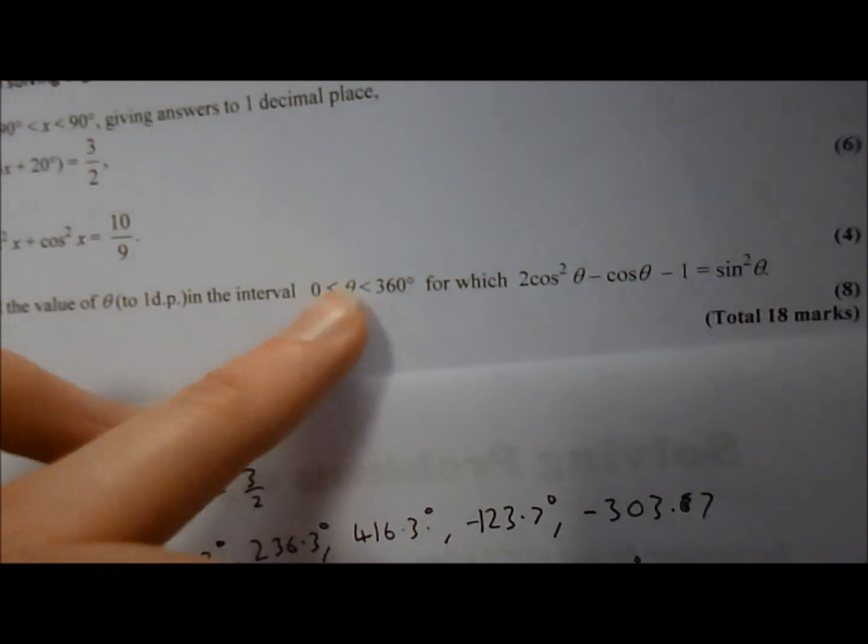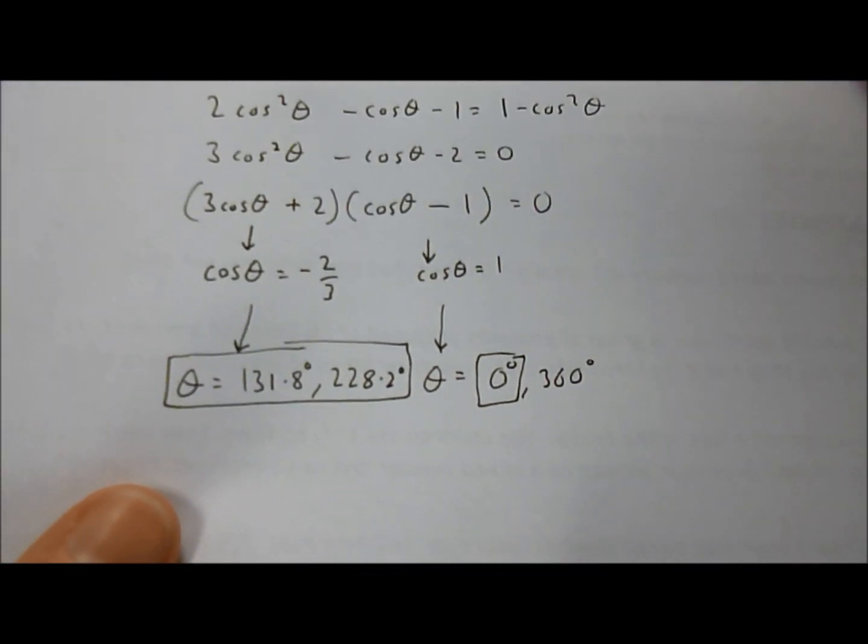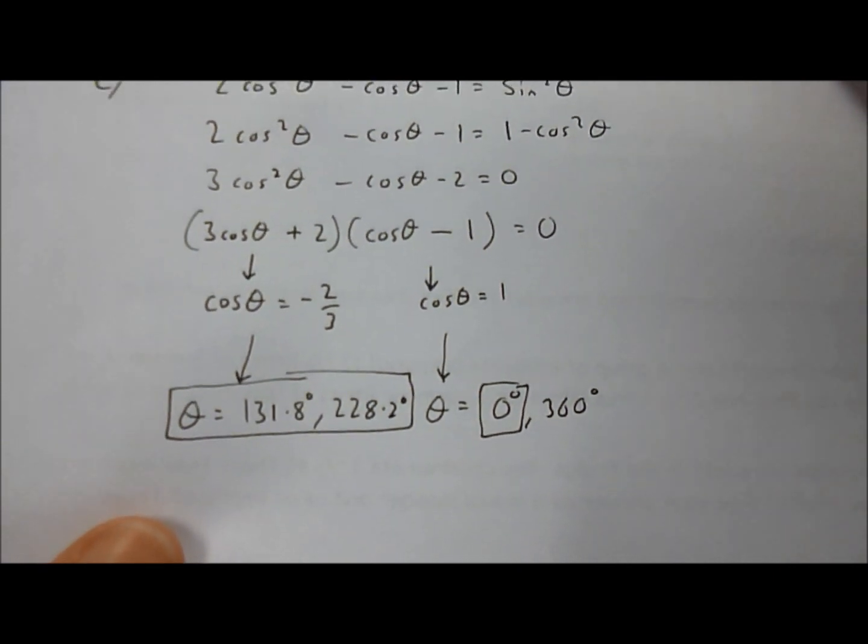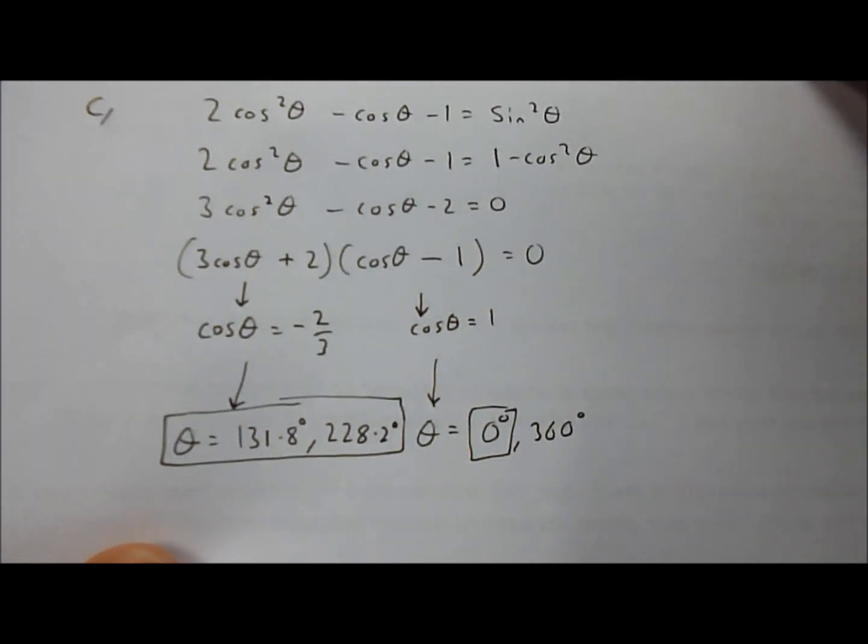Now I haven't circled the 360 on this one because if you look back at our question, the range for this one is from 0 to 360, but not including 360. So I've got all my answers circled in that case. Okay. Right, make sure you check the range, make sure you're careful with them.